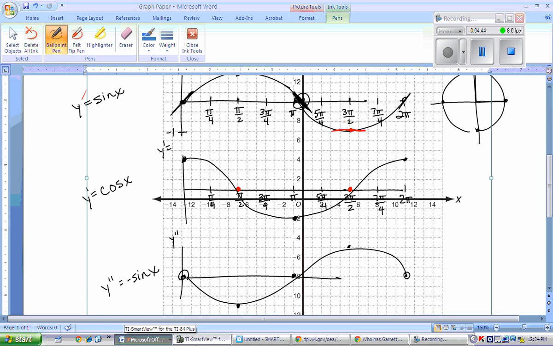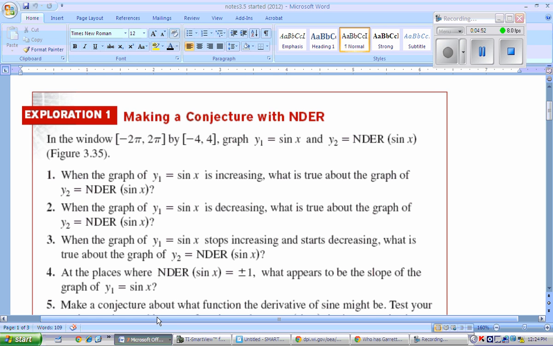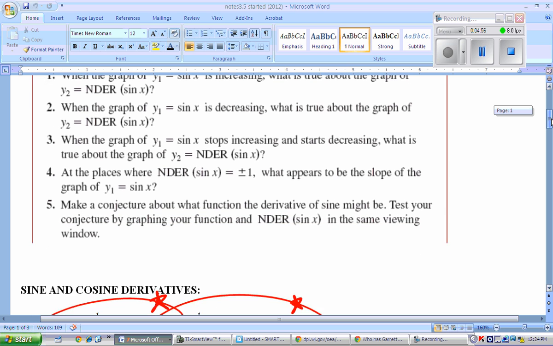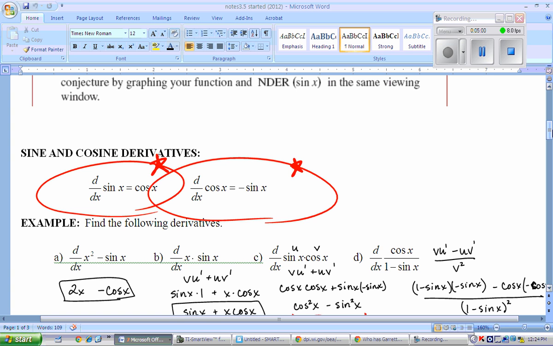So let me open up, again, these notes are already finished. I'm just running through a little bit of what you need from them to be able to go on a little further, follow what we're doing when you get back. We'll make some note cards of this, but the main thing: the derivative of sine is cosine, derivative of cosine is negative sine.